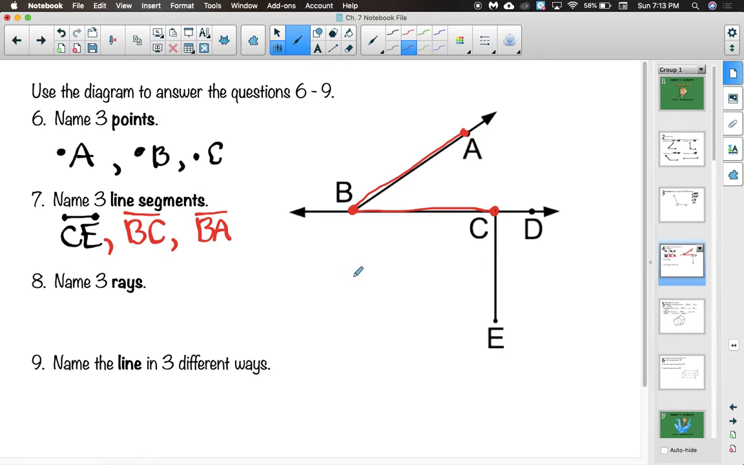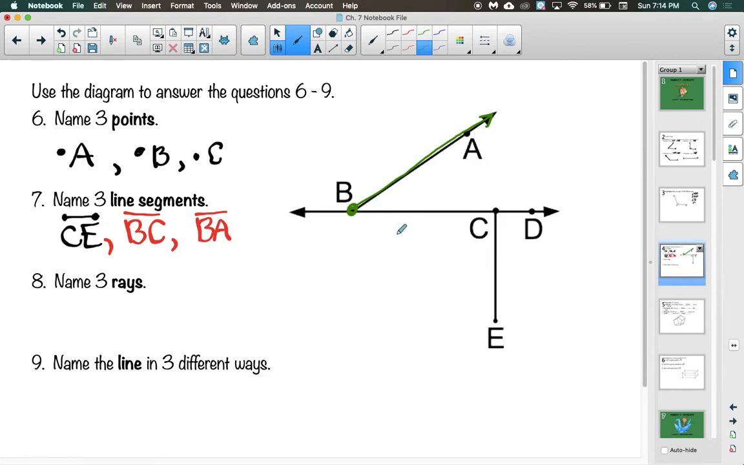Now we're going to talk about rays. A ray is an arrow. When I think of a ray, I think of an arrow. A ray has a starting point, but it goes in one direction forever and ever and ever. Okay, so when I think of rays, I think of this guy right here. I've got a starting point, and then I've got this arrow that goes on forever and ever and ever. That is a ray.